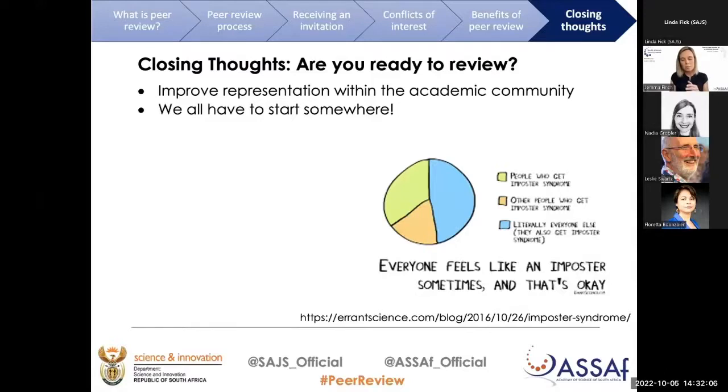But by accepting an opportunity to peer review, you are also improving representation within the scientific field, improving diversity and inclusivity, and adding your voice essentially to the scientific community. And I think that's really important. So we want diverse voices to be participating in this process and moving science forward. And we all have to start somewhere.